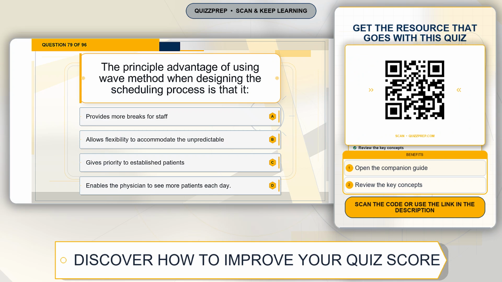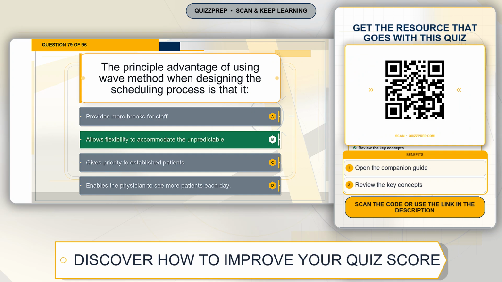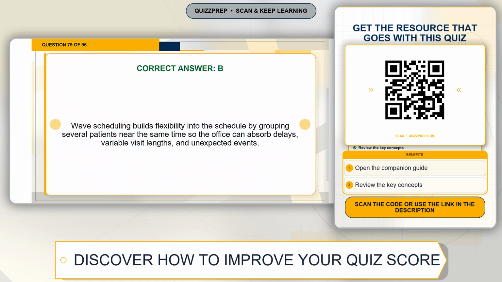Question 79. The principal advantage of using wave method when designing the scheduling process is that it: Option A, provides more breaks for staff. Option B, allows flexibility to accommodate the unpredictable. Option C, gives priority to established patients. Option D, enables the physician to see more patients each day. The correct answer is option B, allows flexibility to accommodate the unpredictable. Explanation. Wave scheduling builds flexibility into the schedule by grouping several patients near the same time so the office can absorb delays, variable visit lengths, and unexpected events.